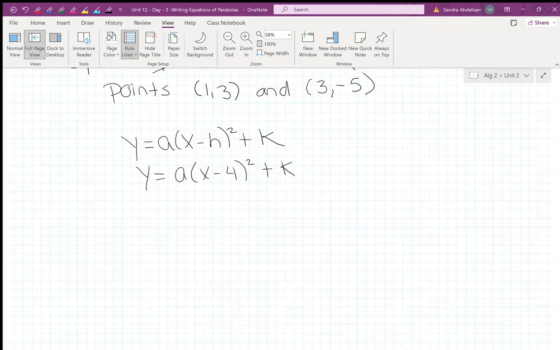I'm about to set up a system. So I'm going to first use (1, 3). I'm going to say 3 is equal to a times (1 minus 4) squared plus k. So 3 is equal to, what do you mean what? All I did was substitute in x and y. I plugged in 1 for x.